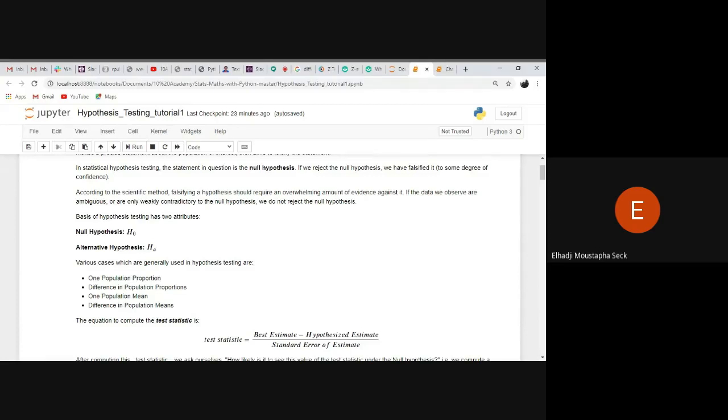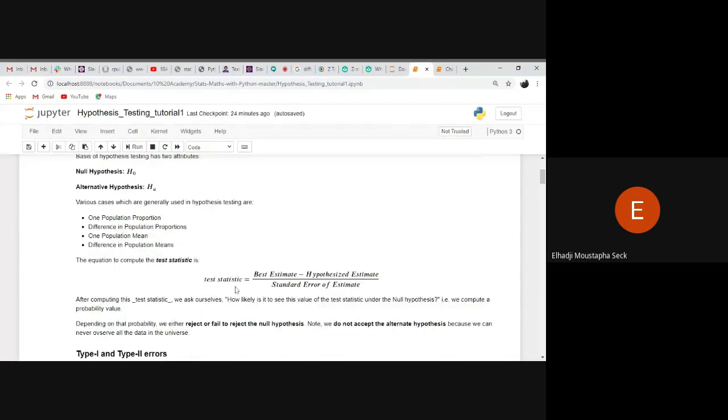For the difference in population means, I have two different samples separately, and I want to know if the two samples have the same distributions, or the same mean. That's why we say difference in population means. I have two completely different groups, whereas in the first case we have one population and we draw a sample from it. Here we want to see if the two groups have the same mean, or maybe the same distribution. Throughout this tutorial, we are going to cover some of these cases.